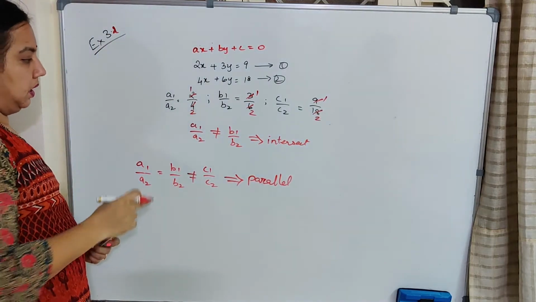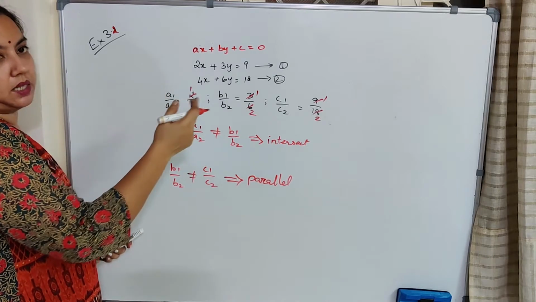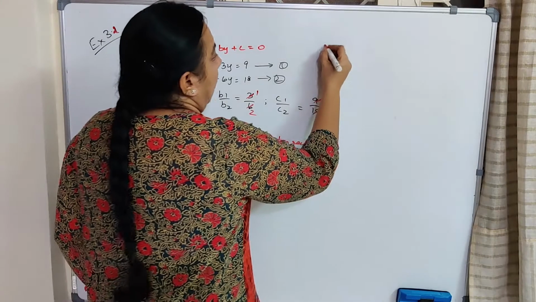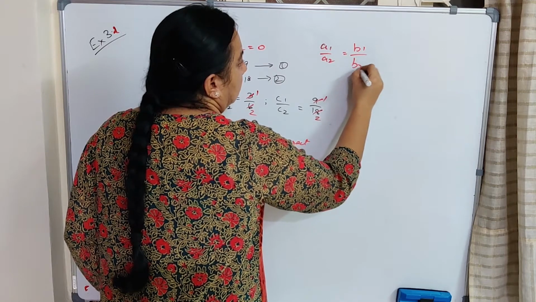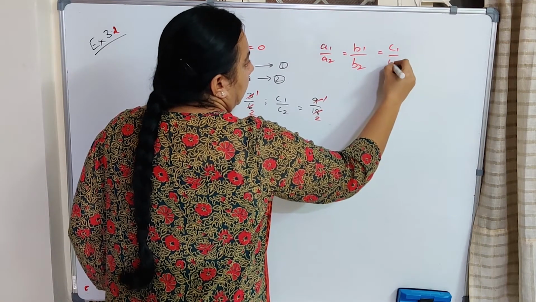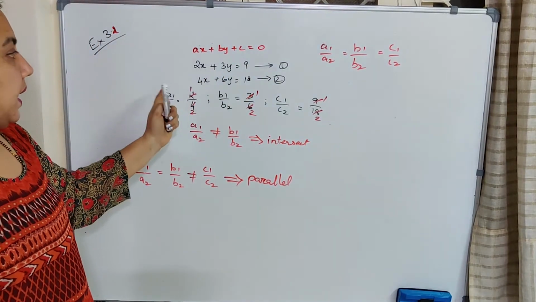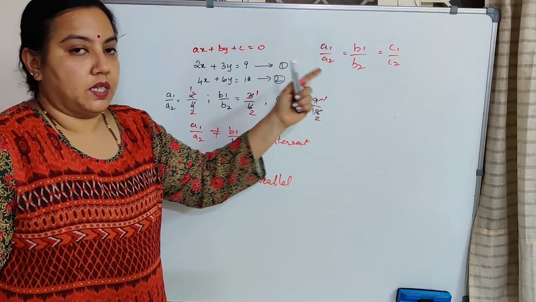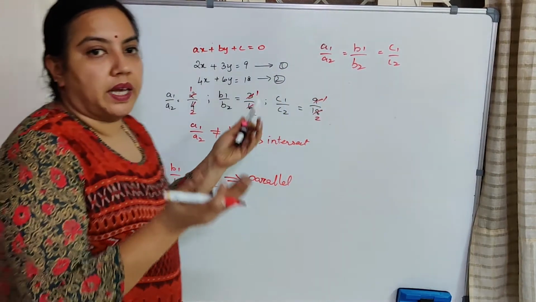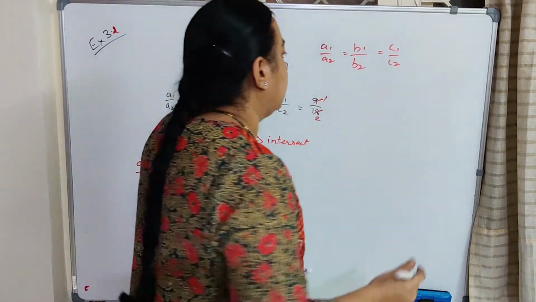So we can see A1 by A2 is equal to B1 by B2, and it's equal to C1 by C2. A1 by A2 is equal to B1 by B2 and that is equal to C1 by C2. So what does it mean? If two linear equations give solutions like this, what does this mean? It means these two lines are the same. They are overlapping on each other, okay?